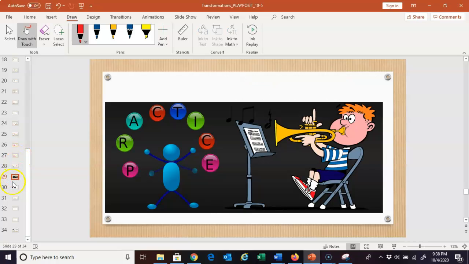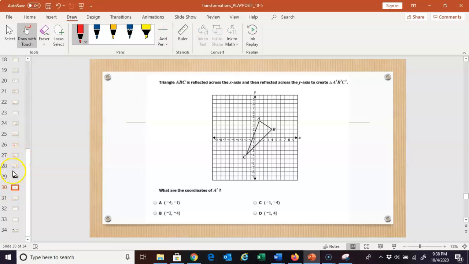So let's do some practice. These are some actual SOL questions from previously released tests that I thought we could go over. Triangle ABC is reflected across the x-axis and then reflected across the y-axis to create a new triangle. What are the coordinates of A prime? So we really only have to worry about A here. A is 1, 4.